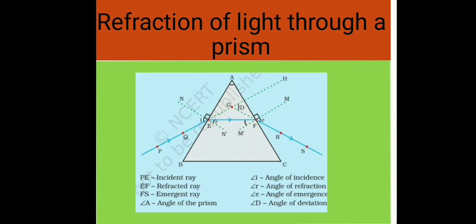Now draw perpendiculars to the refracting surfaces AB and AC of the prism at points E and F respectively. Now mark the angle of incidence, denoted by angle I, the angle of refraction, angle R, and the angle of emergence, angle E. Now the emergent ray bends at an angle to the direction of the incident ray. This angle is called the angle of deviation, and in this case angle D is the angle of deviation.